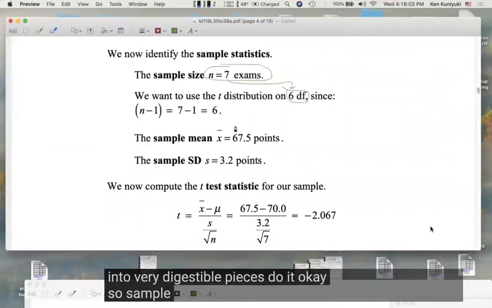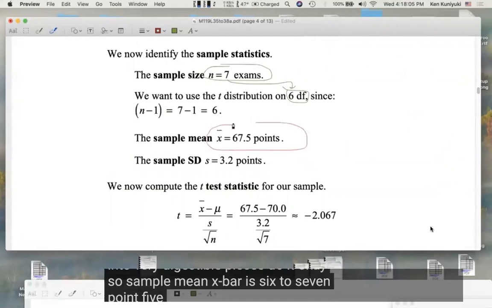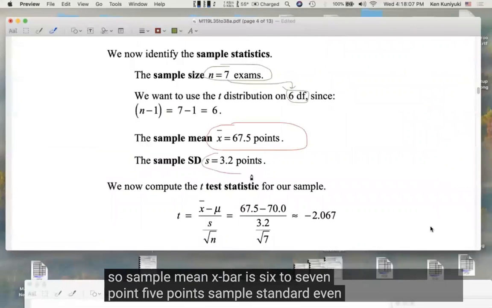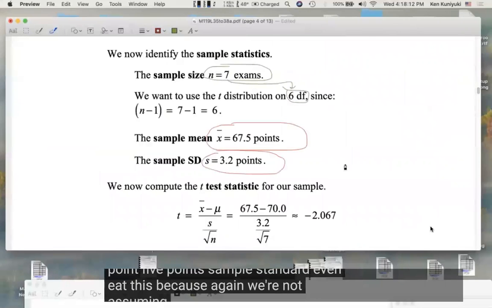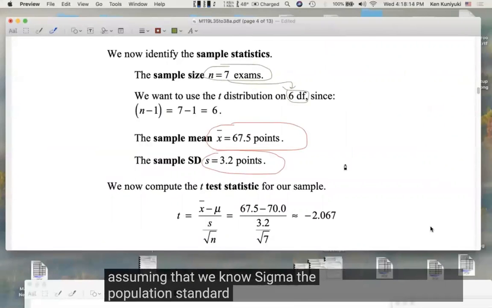Okay, so the sample mean X bar is 67.5 points. The sample standard dev is 3.2 points. And we really need this because, again, we're not assuming that we know sigma, the population standard dev. We need at least the sample standard dev, S. And we're going to use a T-Test statistic right here.